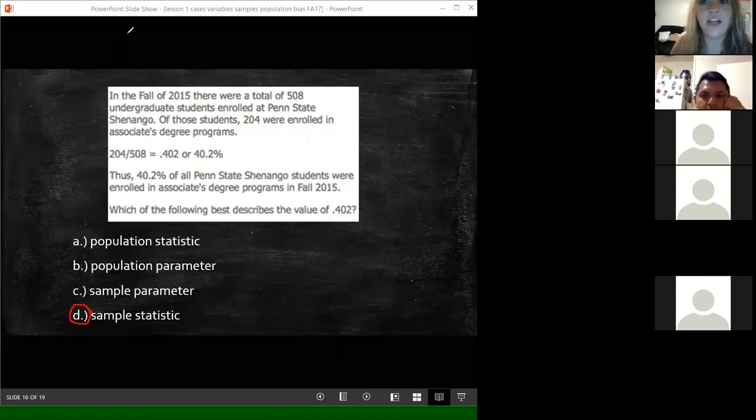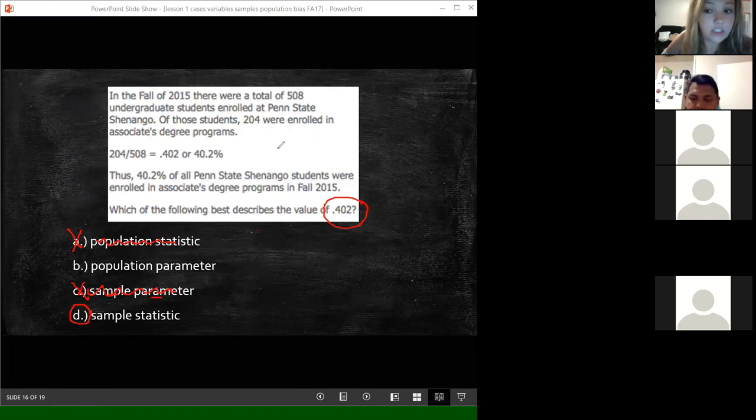That's cool. All right. So if we go back and use that information, A can't be correct because population has to go with parameters. So you can't have a population statistic. This just isn't a term that you would ever see. So A is not correct. And then C is not correct either because sample does not go with parameter. It goes with statistic. So that's not something you would ever see. So our options at this point would be population parameter or sample statistic. So we're talking about this value of 0.402. This value came from the population. So our population would be that 508.